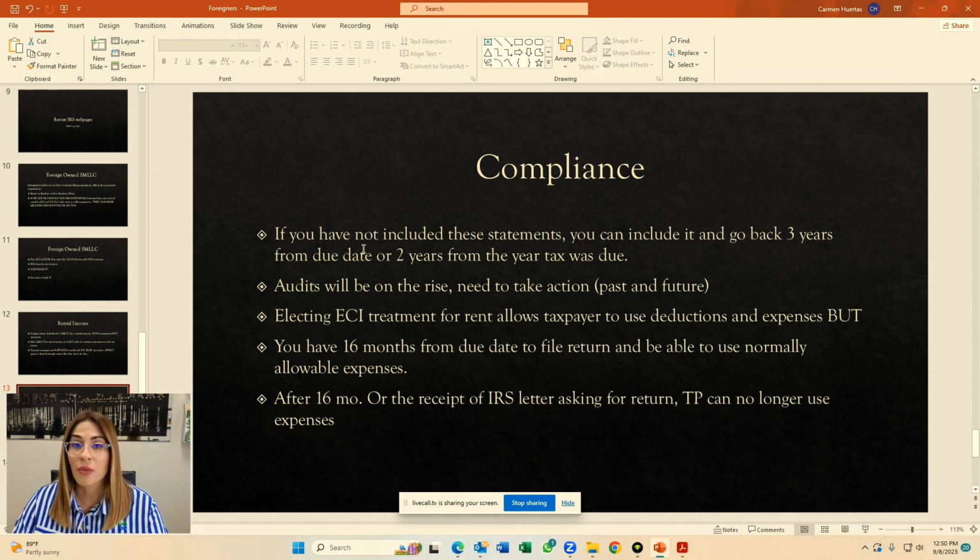Audits are going to be on the rise. We've already seen one come in, and you need to be proactive about this. You need to be aware, and you need to take the right steps to ensure that if you are audited, you're not going to be found to owe the 30% tax on the rental income, okay?